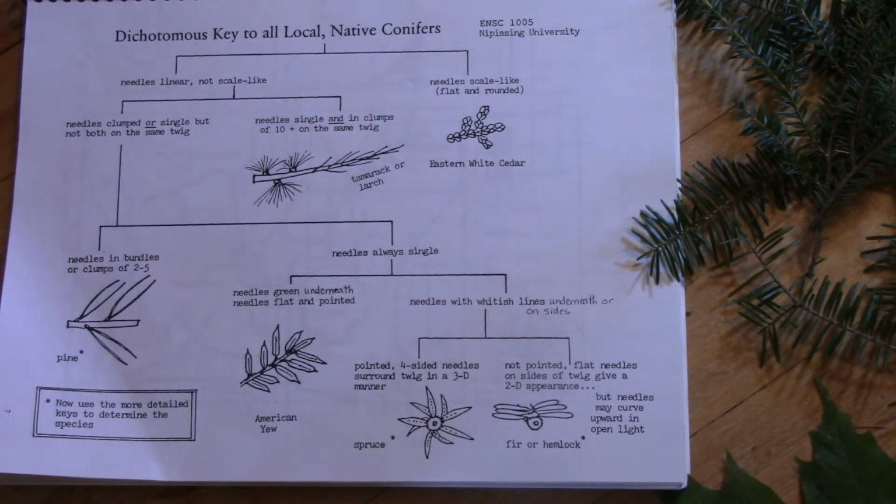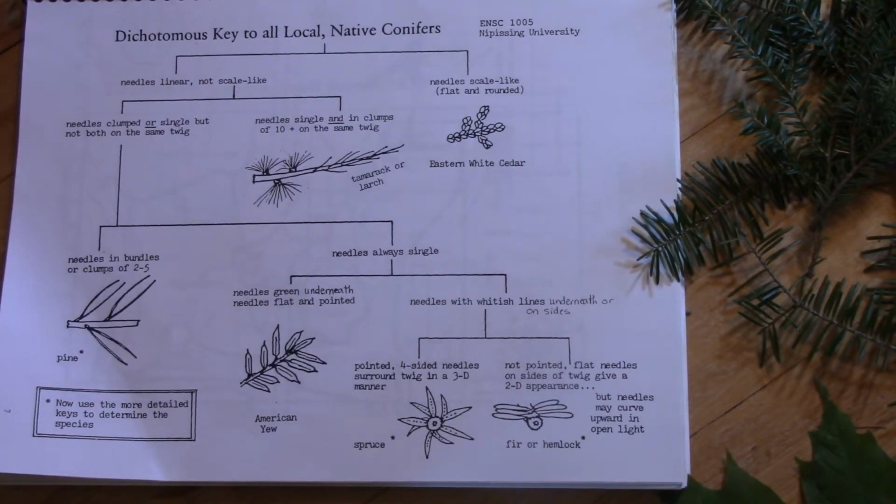So our first key is for the 10 local native conifers. I discussed in another video that conifers are cone-bearing. Conifers have cones, and they have reduced leaves, needles. And in the North Bay area, we only have about 10, maybe 11 species of conifer. There's not as much diversity of conifer as there is diversity of broadleaf trees.